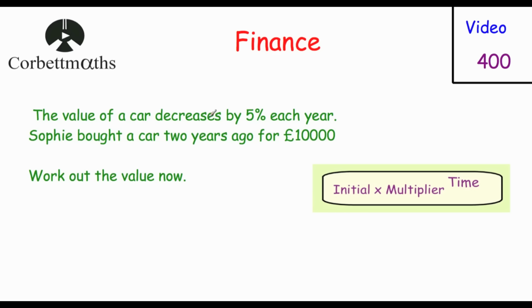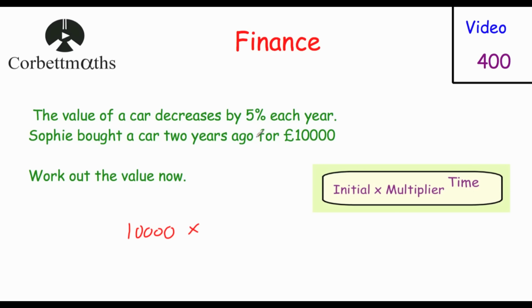It says the value of a car decreases by 5% each year. And so if you bought a car 2 years ago for £10,000, work out the value now. So we can use the same formula, initial multiplied by the multiplier to the power of time. So initially the car cost £10,000. And then the multiplier, well, it's decreasing by 5% each year.